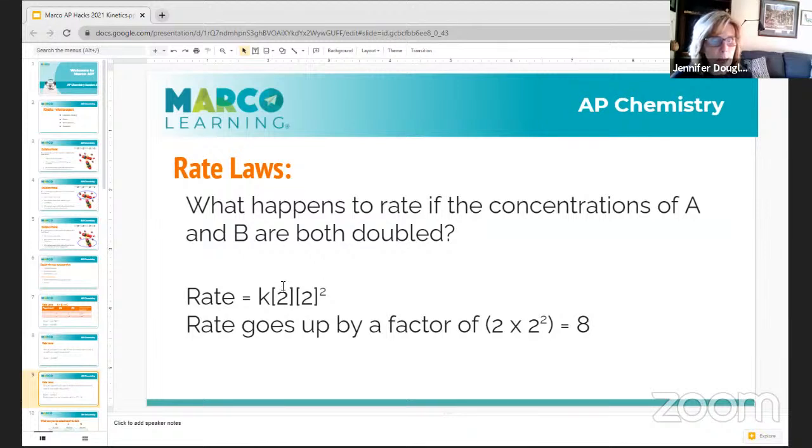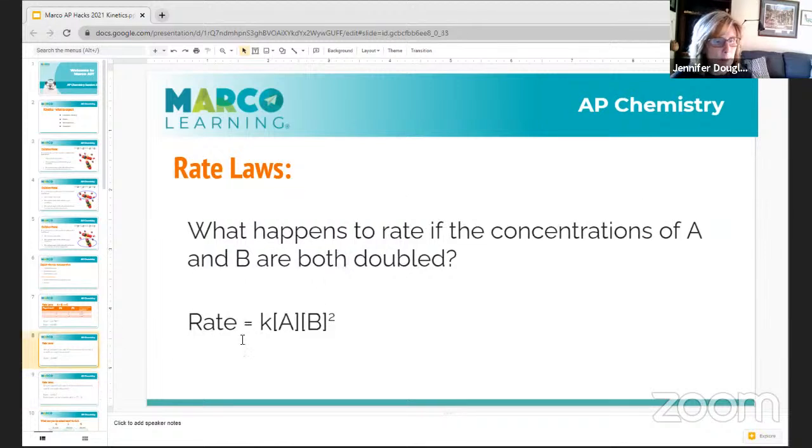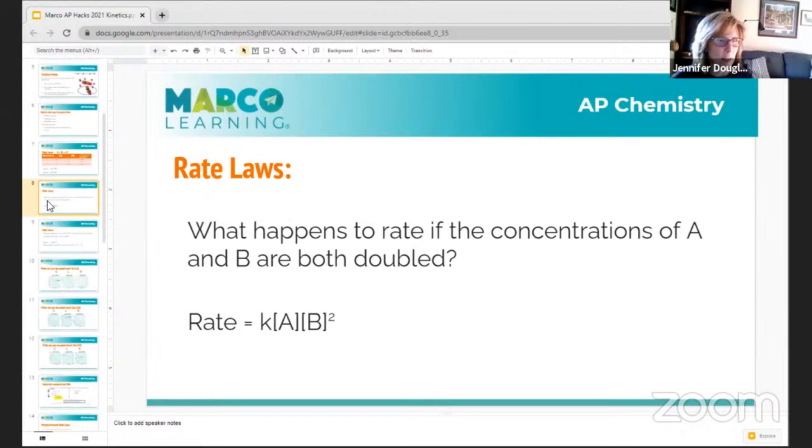If we had said, what happens if you triple the concentration of A and double B, you put a 3 in for A, a 2 in for B, so 2 times 2 is 4, times 3 is 12, the rate would increase 12-fold. And that's more like the question that I've seen lately on the differential rate law.